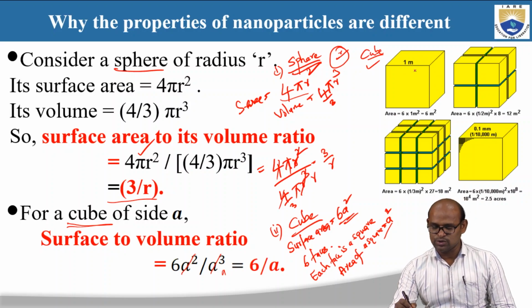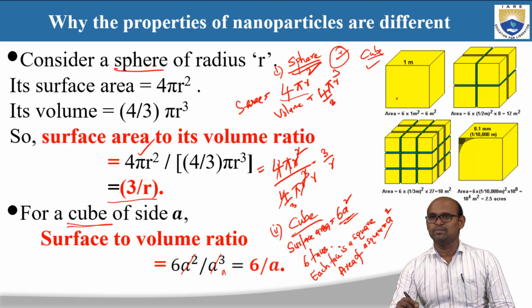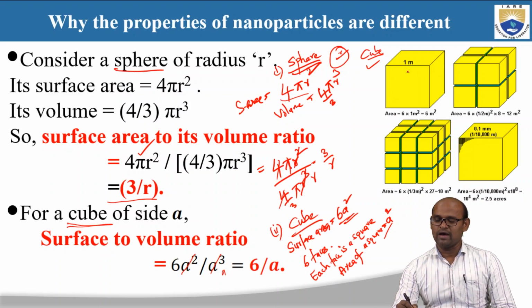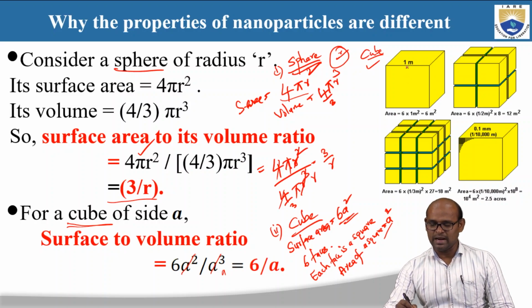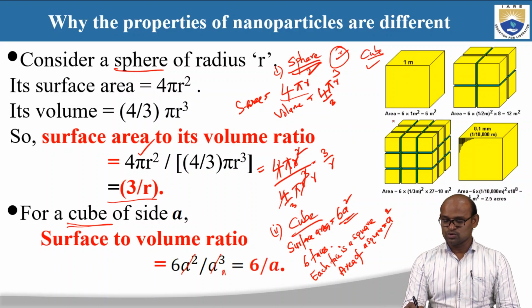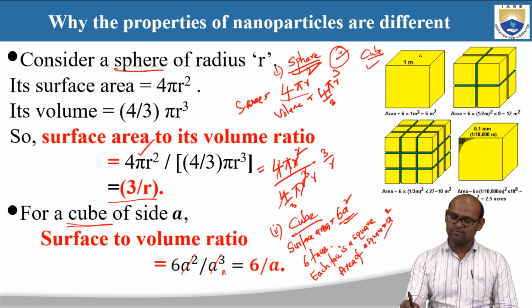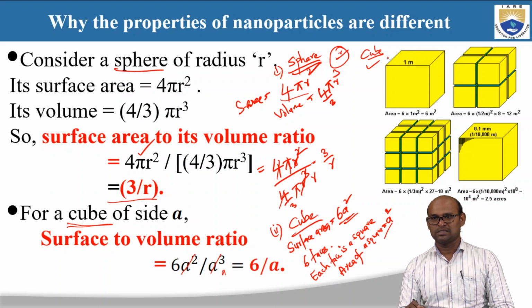Now I have taken this cube. I have a material, and the material has all cubic unit cells. So I have this cubic unit cell, and the length of each side is 1 meter. So the surface area is 6 into 1 meter square, that is 6 meters square. Now the surface area of this particular cube is 6 meters square.